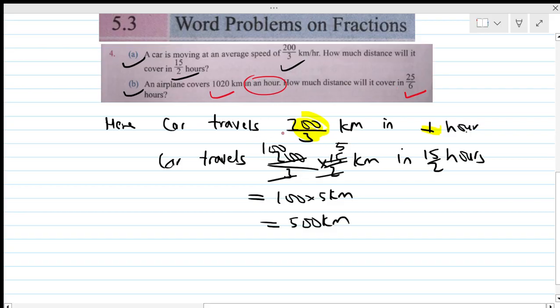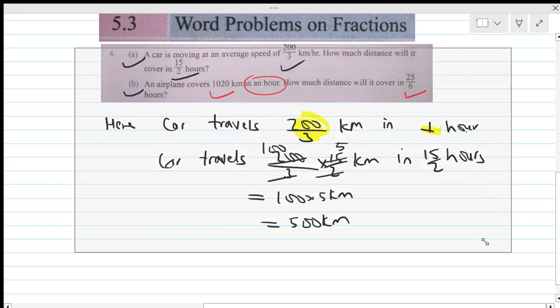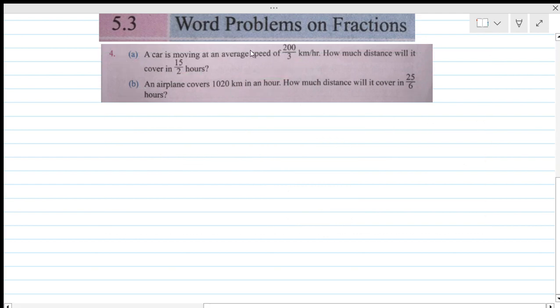And after number 4, now I go with number 5. So let's make clear of this first. So I'm going with number 5 now.